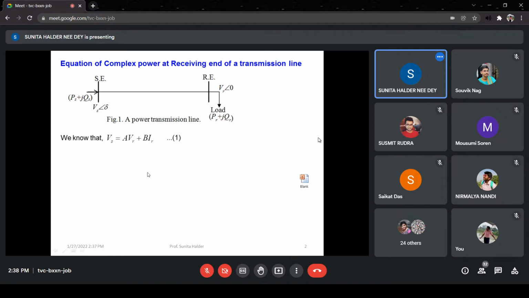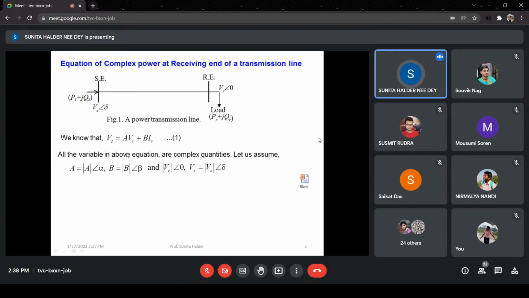So if we write the voltage equation using ABCD parameters, then Vs equals A VR plus B IR. A and B are known from the transmission line parameters; we can calculate them. Now you know that VR is the reference phasor here, and A, B, IR, Vs all are complex quantities. So if we take VR as the reference phasor, then the angles of A and B are fixed. Say the angle of A is alpha, the angle of B is beta, and the angle of the sending end voltage is delta.